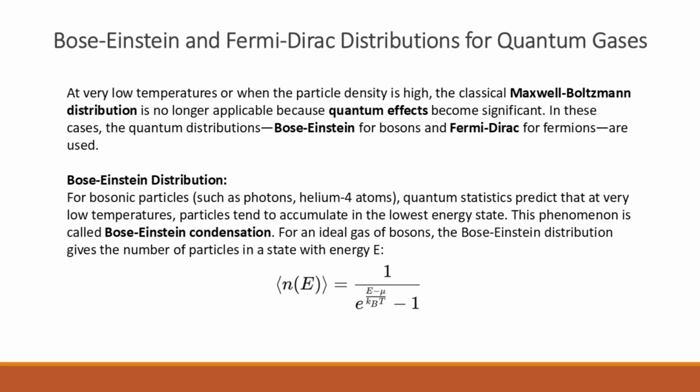Now we enter the quantum realm of gas behavior. At very low temperatures or high particle densities, the classical Maxwell-Boltzmann distribution isn't suitable due to significant quantum effects. Instead, Bose-Einstein distribution is used for bosons like photons and helium-4 atoms, where particles tend to accumulate in the lowest energy state at very low temperatures, known as Bose-Einstein condensation.